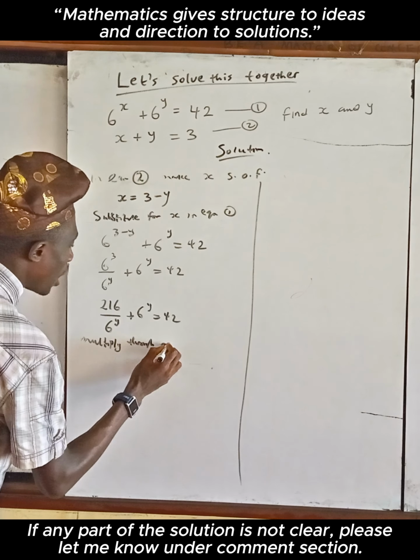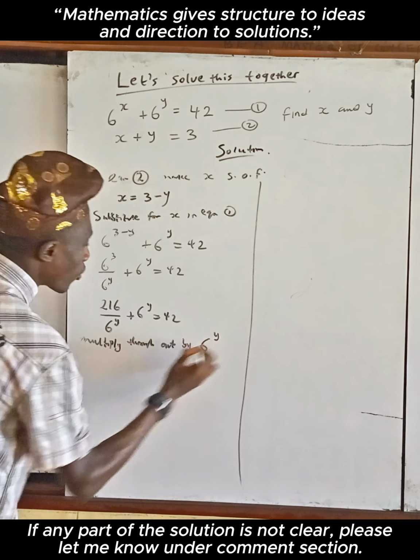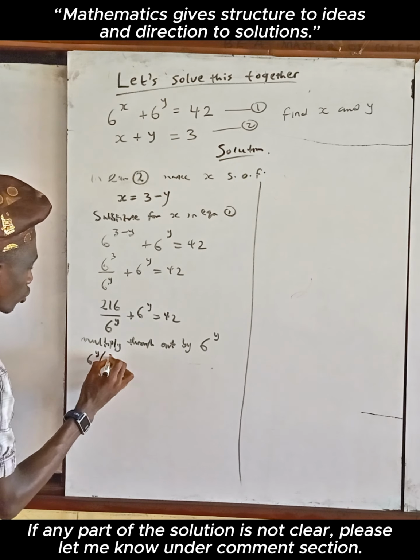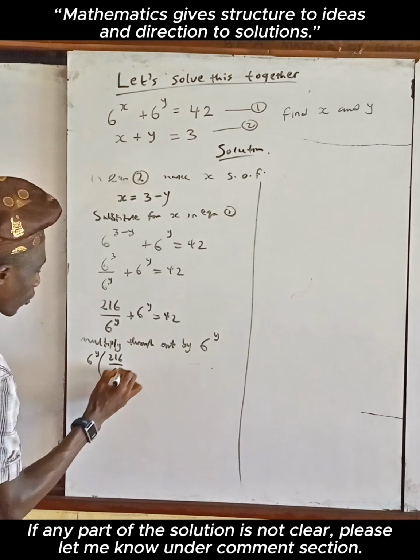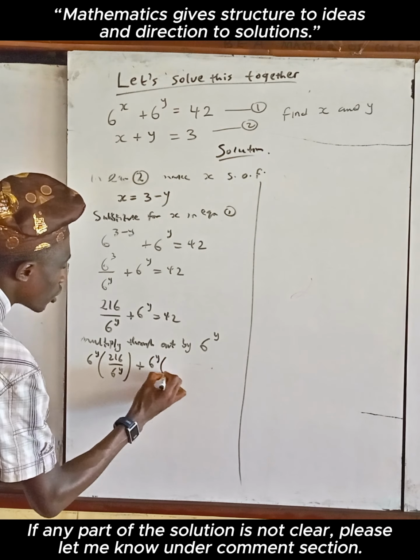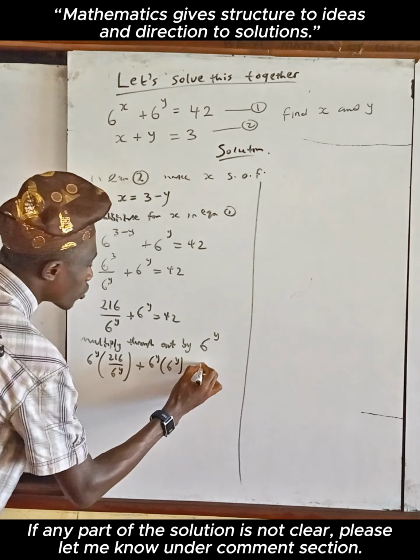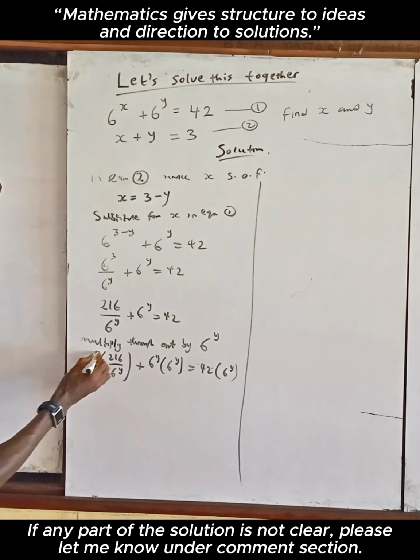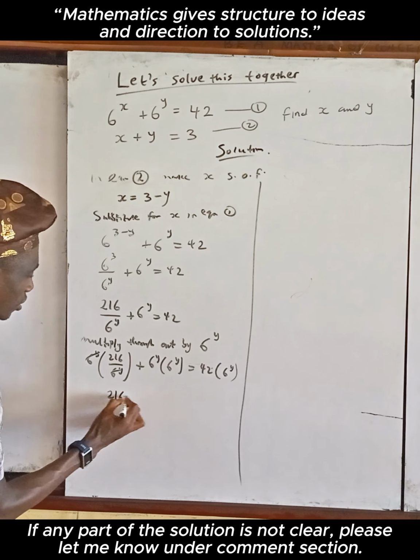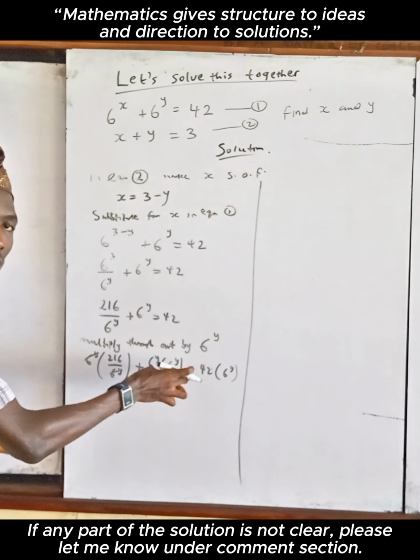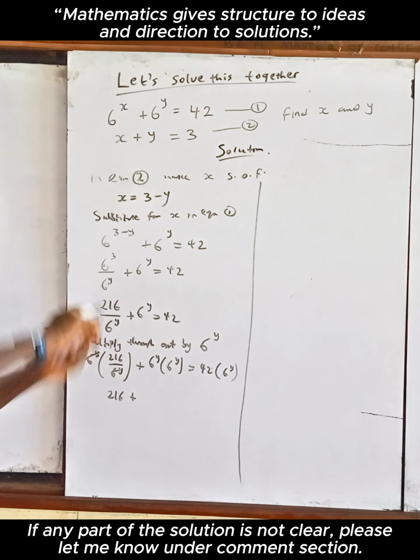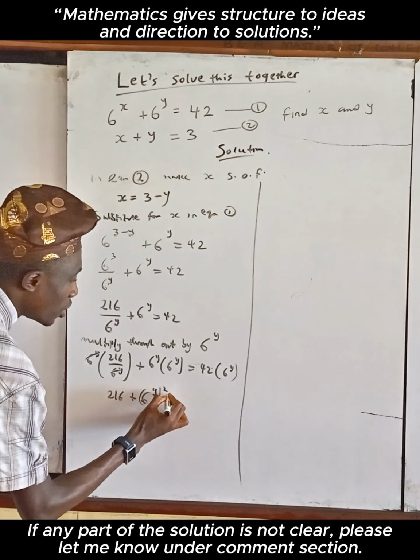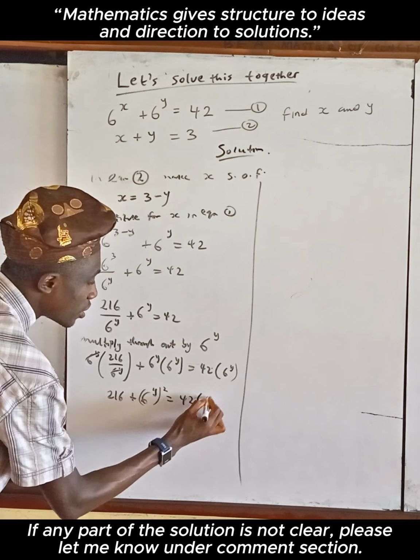Multiply throughout by 6 raised to the power y. So if you multiply, what are we going to have? We have 6 raised to the power y into 216 divided by 6 raised to the power y, plus 6 raised to the power y multiplied by 6 raised to the power y, is equal to 42 multiplied by 6 raised to the power y. So we cancel this. We have 216 plus 6 raised to the power y times 6 raised to the power y, which gives us 6 raised to the power y all squared, is equal to 42 times 6 raised to the power y.